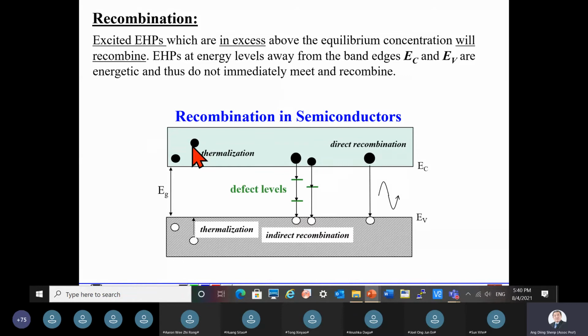Now, before an energetic electron or hole can recombine, they must thermalize in a sense that the electron and hole must lose the excess energy through interaction with the phonons, okay, before they can recombine. Or in other words, energetic carriers generally do not recombine so easily. And it's quite easy to understand why energetic carriers do not recombine very easily.